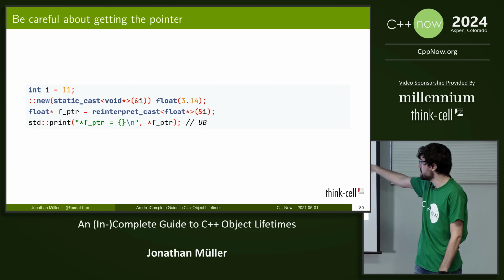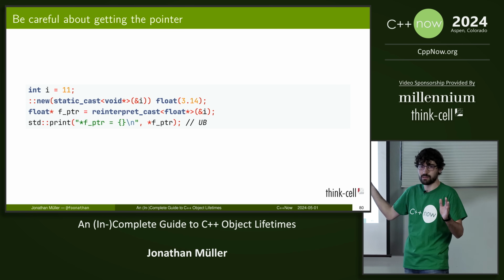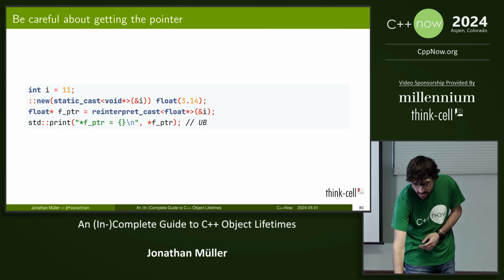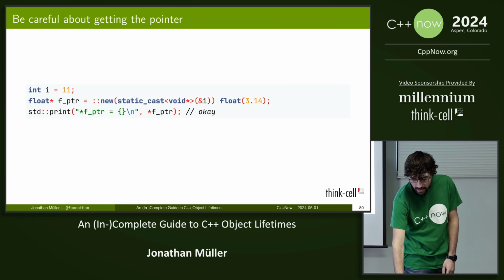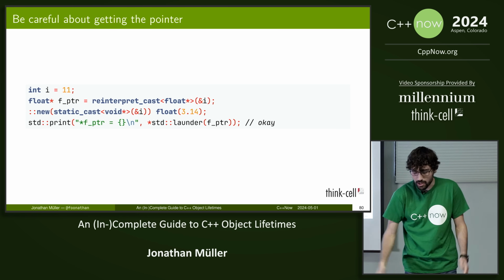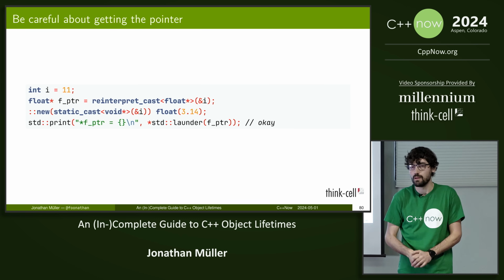And it doesn't matter if we do it that way, right? The float pointer points to an int, but we don't have an int. So we either have to use the resulting pointer directly, or we launder it to get the correct provenance.